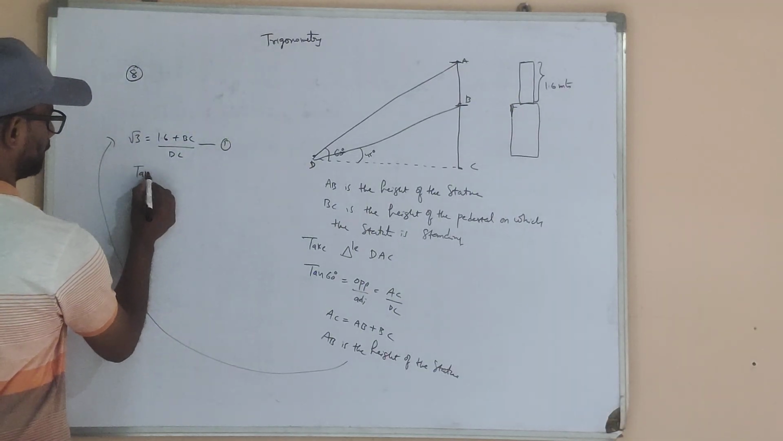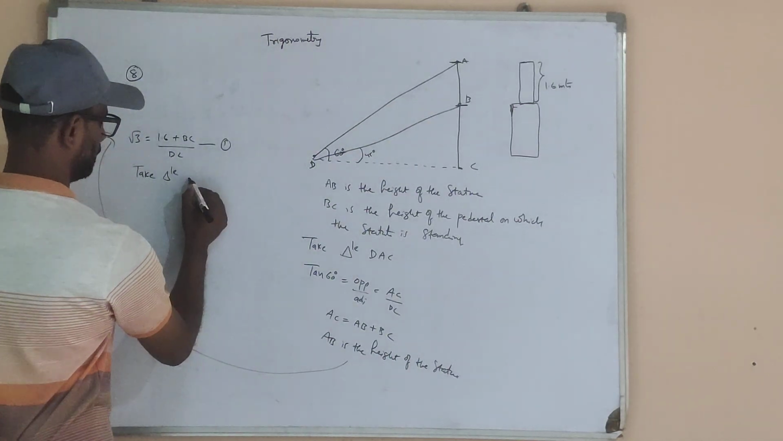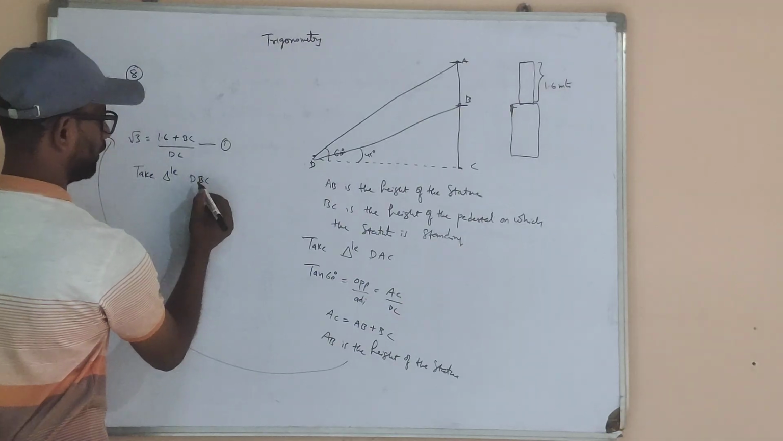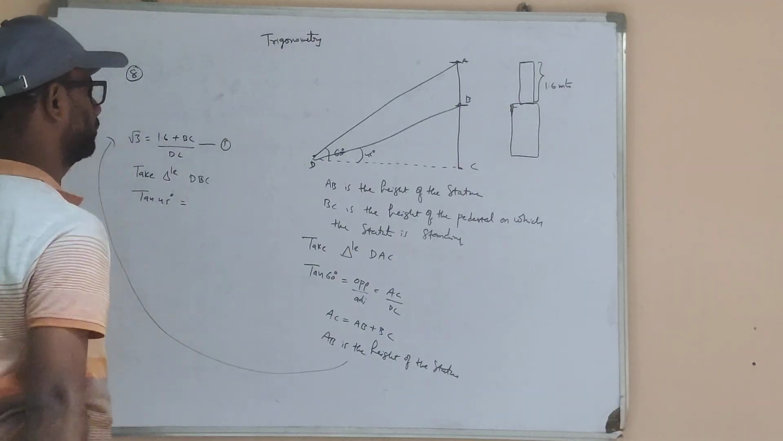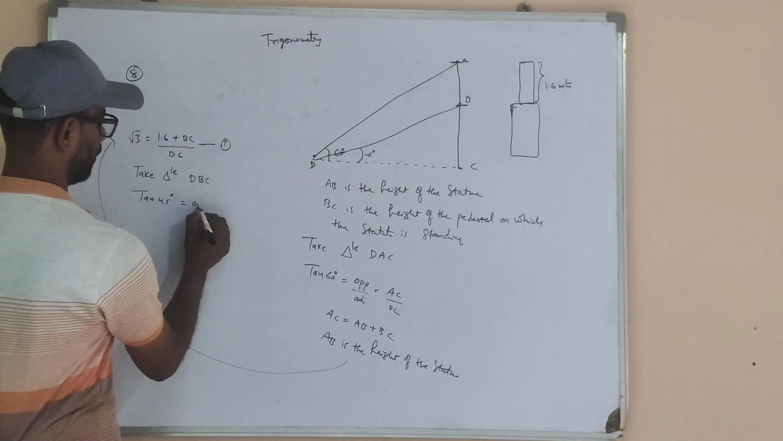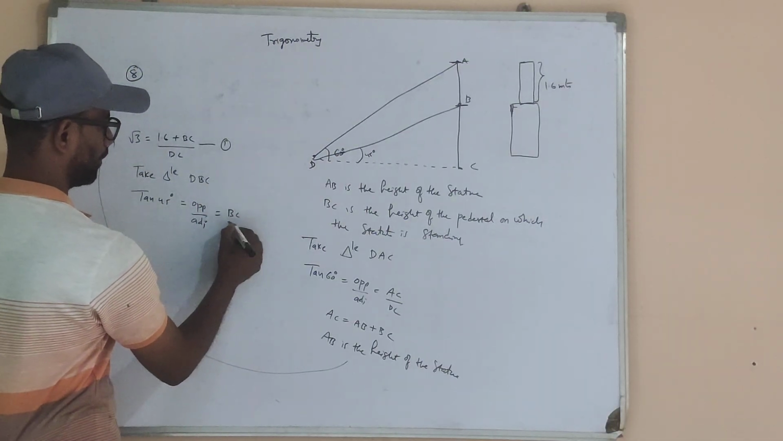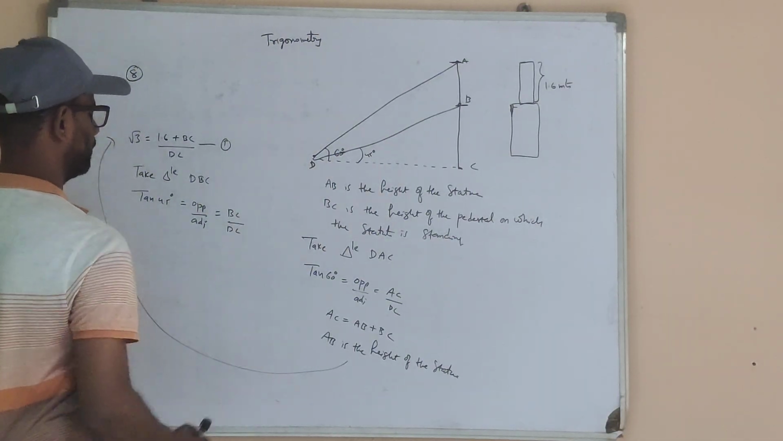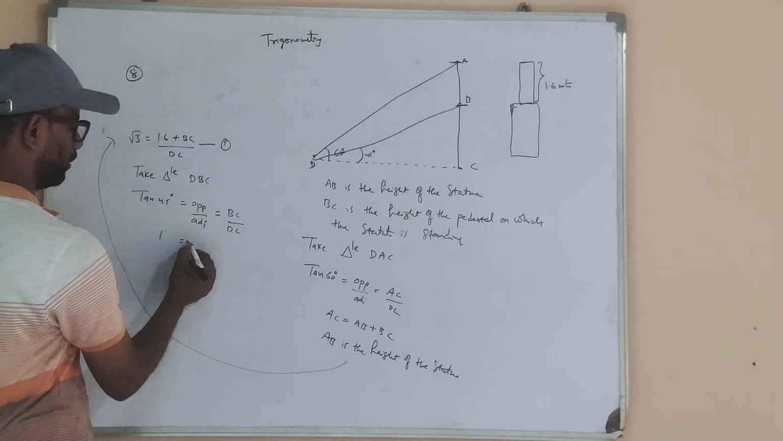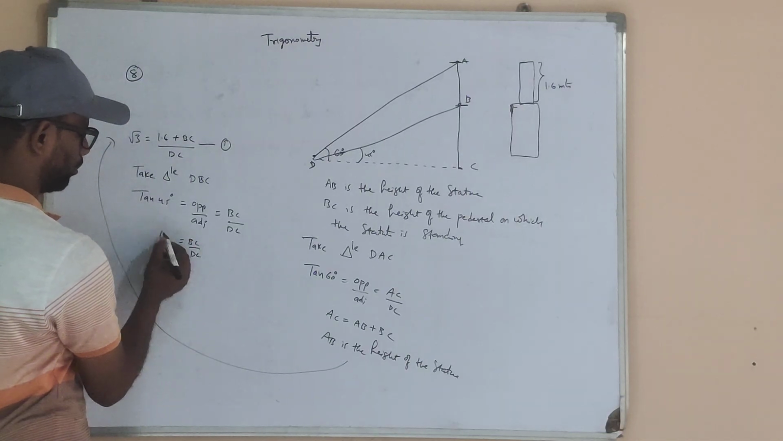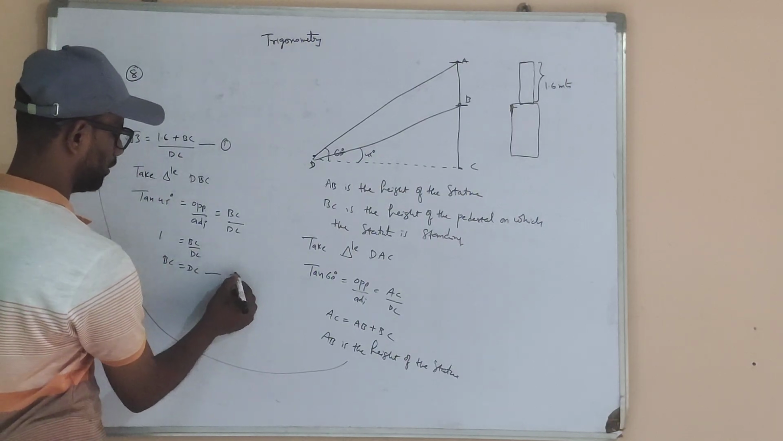Now take triangle DBC. Here the angle is 45 degrees. Tan 45 degrees is equal to opposite by adjacent, which is BC by DC. Tan 45 is 1, so 1 is equal to BC by DC. On doing cross multiplication, BC is equal to DC. This is equation number 2.